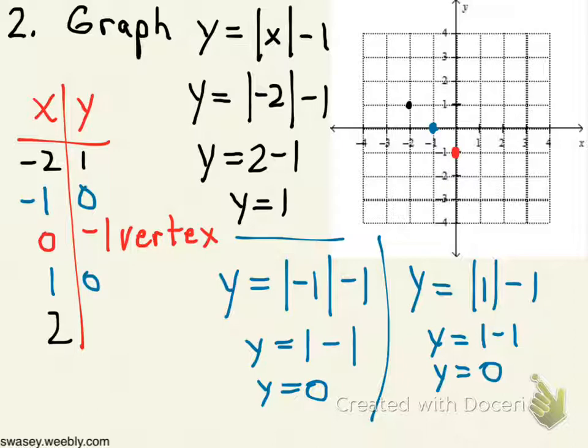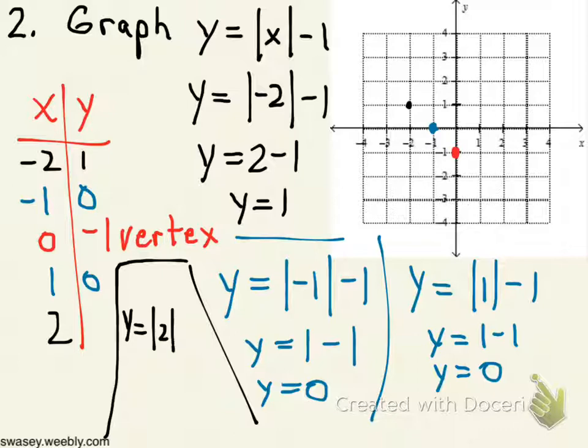And then if we put in 2, y equals absolute value of 2 and then -1. Absolute value of 2 is 2. 2 minus 1 gives us 1. We'll plot those points. We got 1, 0, and we also have 2, 1. Connect those and you'll have your absolute value graph.